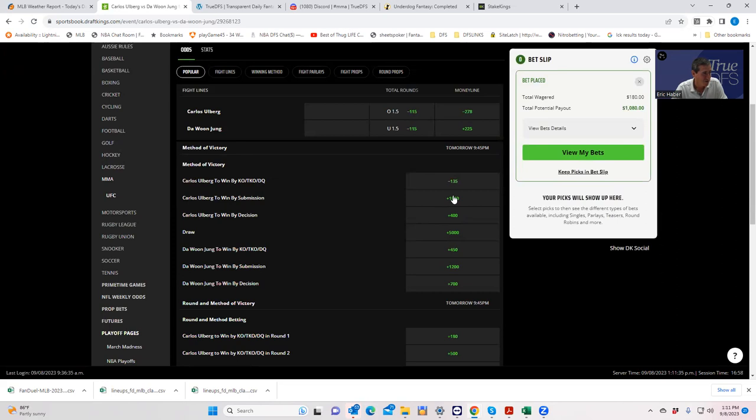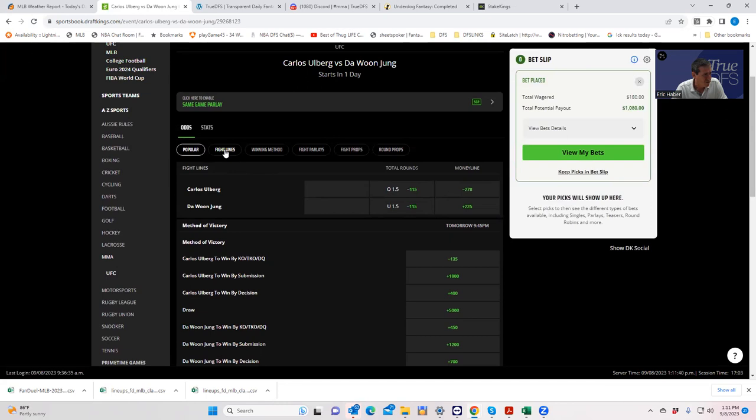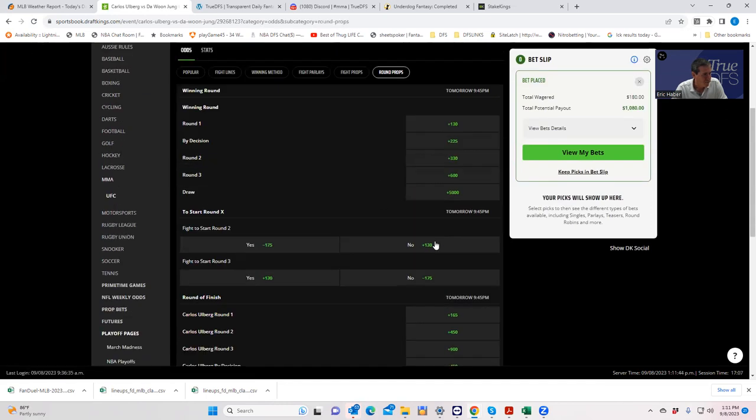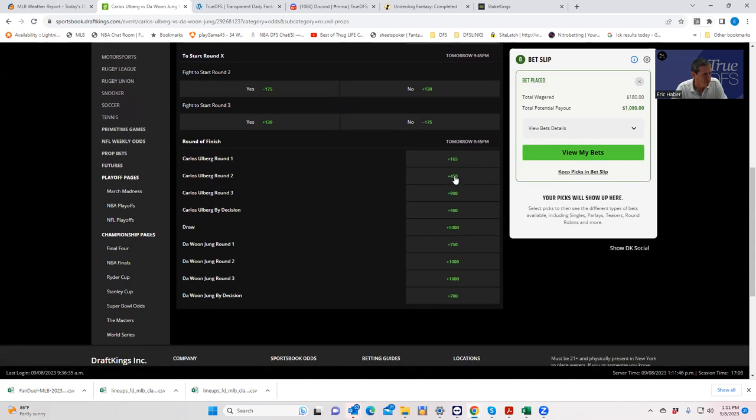It's pretty juicy if you want to know the truth. Let's look at some of these later rounds, though. Olberg round two plus 450. Boy, oh boy. We're not betting in round one. That's not going to happen. Olberg round two plus 450 or Olberg by decision.